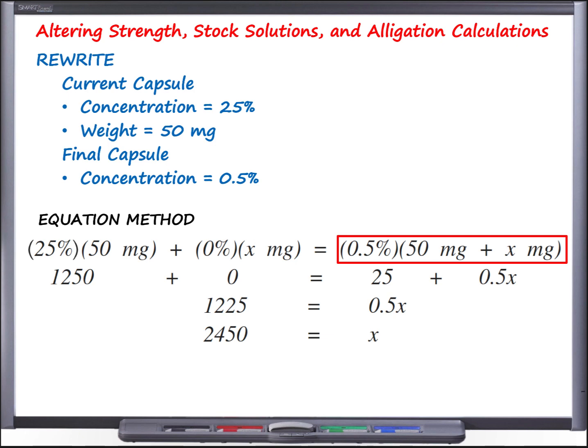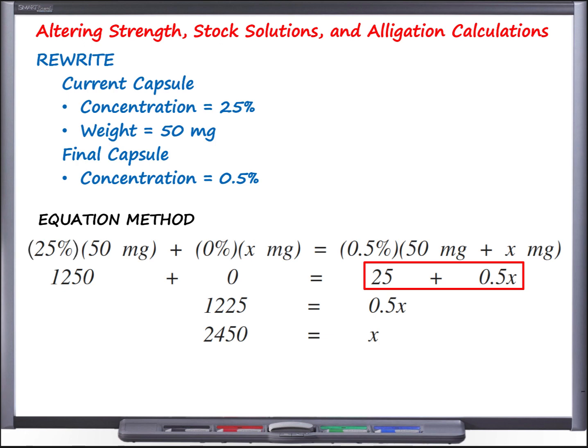So now, let's double check our units all the way across, that all of our concentrations are now expressed as a percent weight per weight, and that all of our quantities, our weights, are expressed in the units of milligrams. So now as we go forward, let's not carry the units forward. So starting over on the left again, 25 times 50 would give us the 1250. To that, we're going to add 0 times X, which would be 0, so that value is 0. And that would be equal to, let's take 0.5 times 50, that would equal the 25, plus the 0.5 times X, which would be 0.5X.